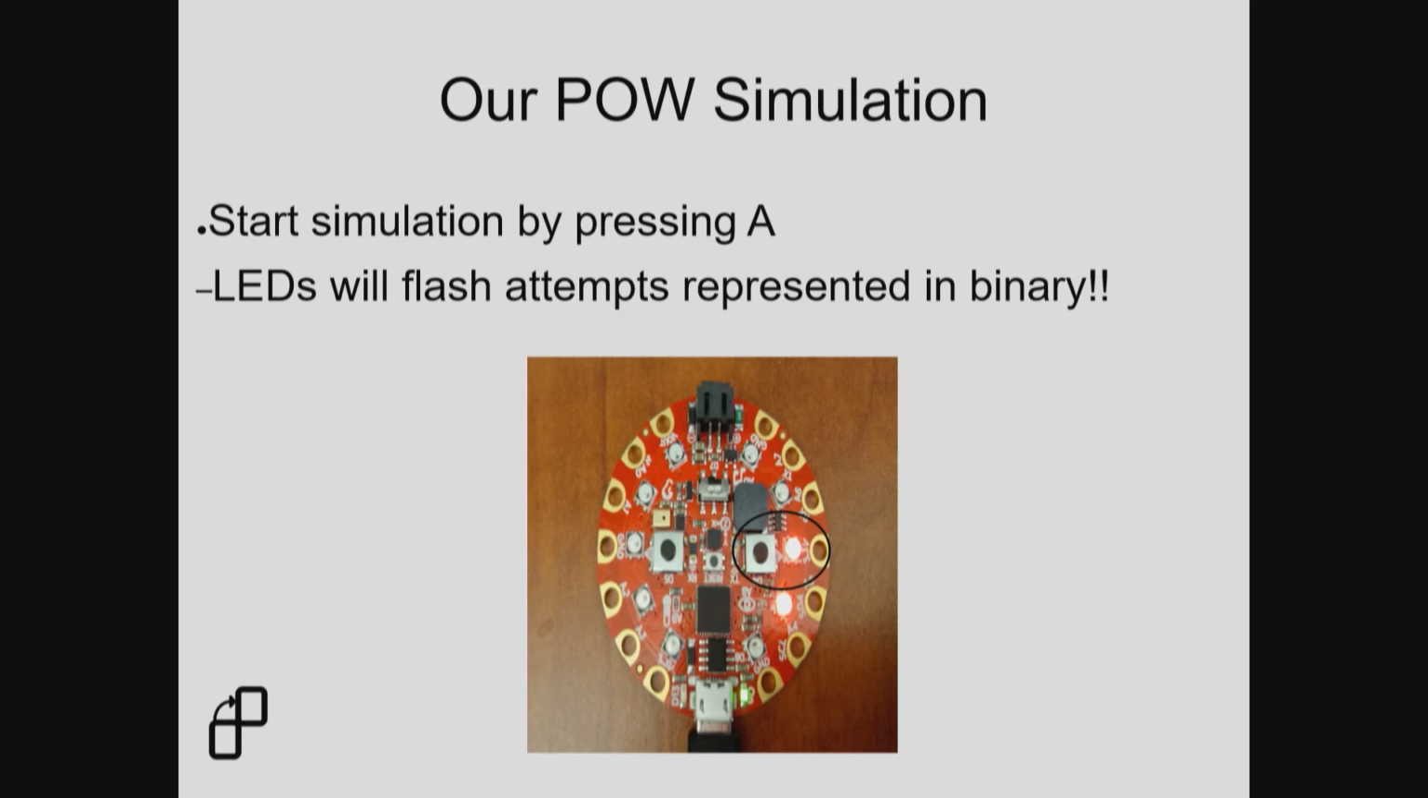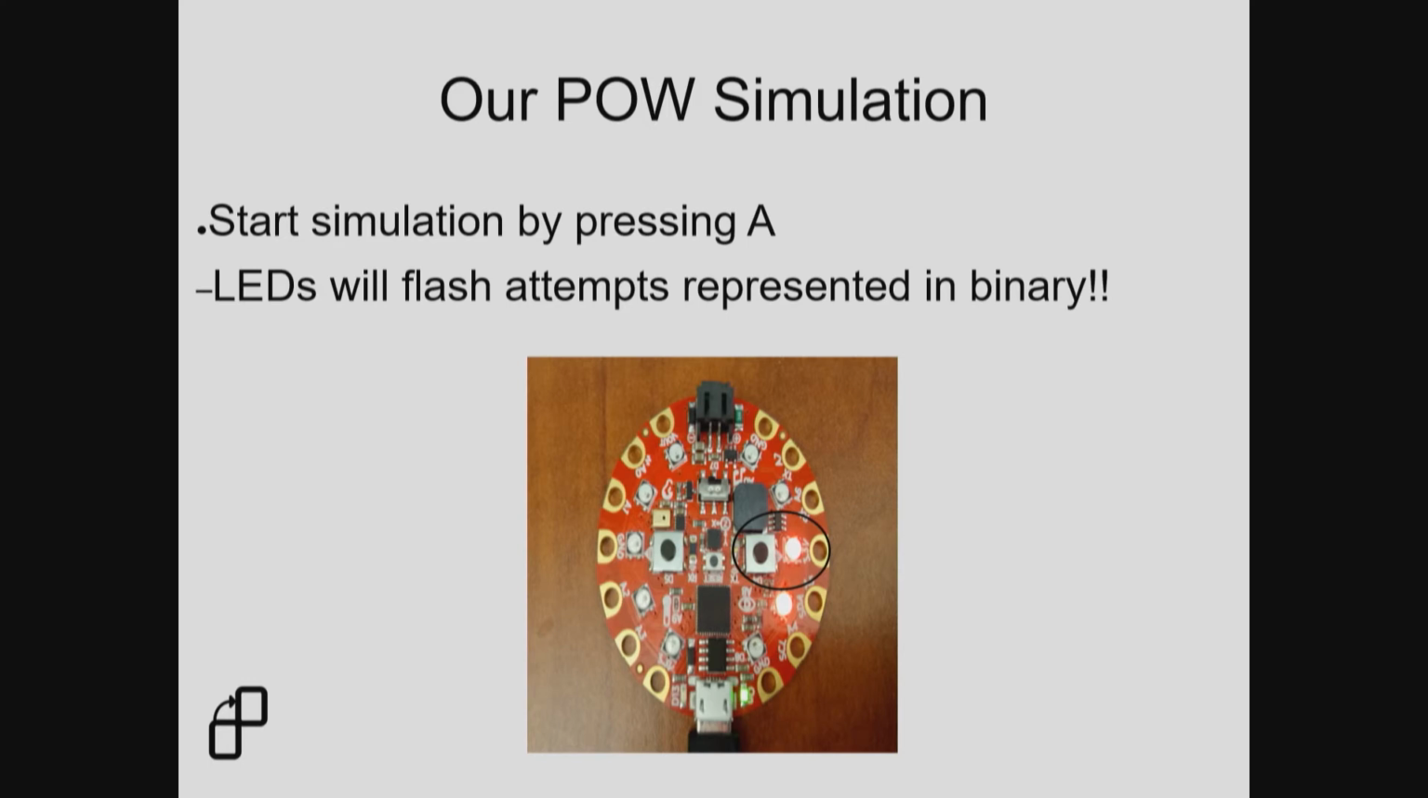Okay, so if everyone is there, you can actually run the simulation by pressing the A button. And what you're going to see is a bunch of LEDs flashing on the board. And this is representing the hash outputs of the proof of work algorithm and all the attempts that it's making to find a random number where the final solution you see on the board meets our difficulty requirement.